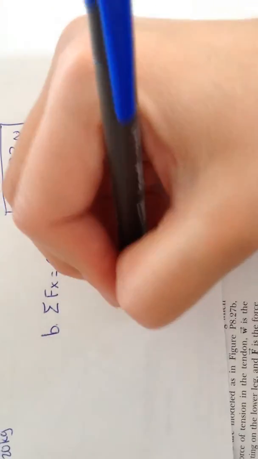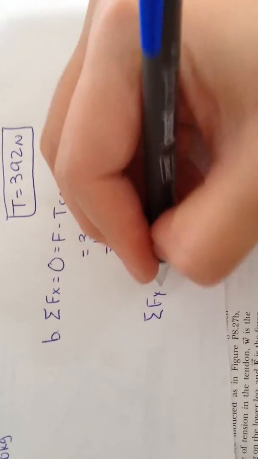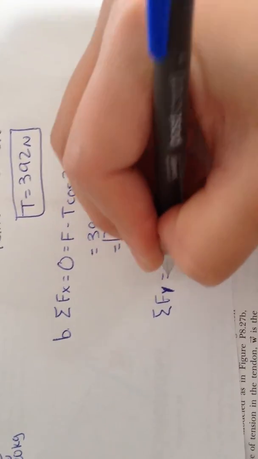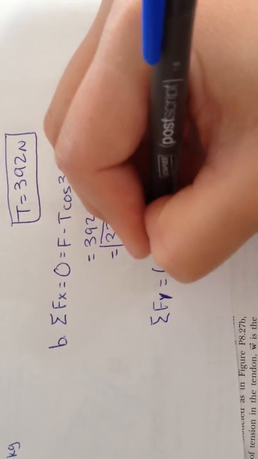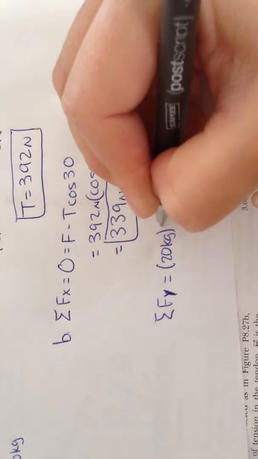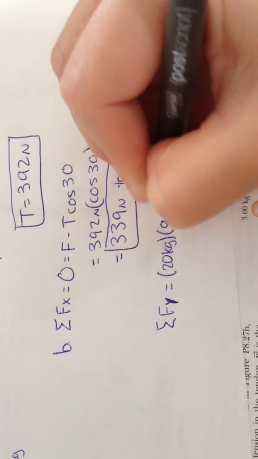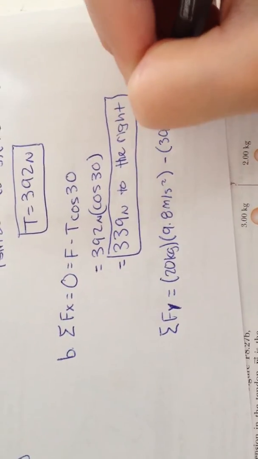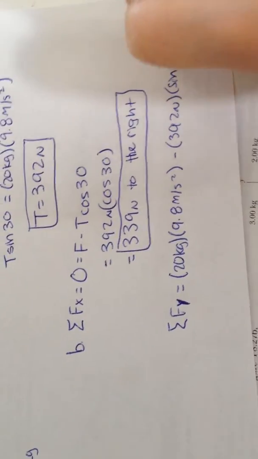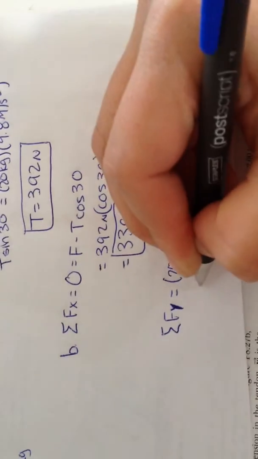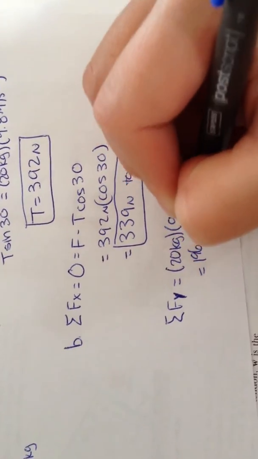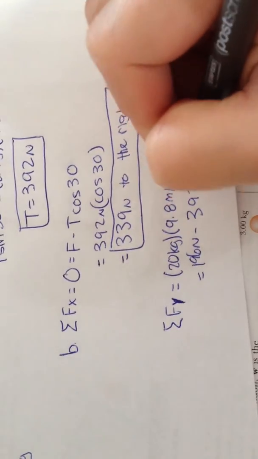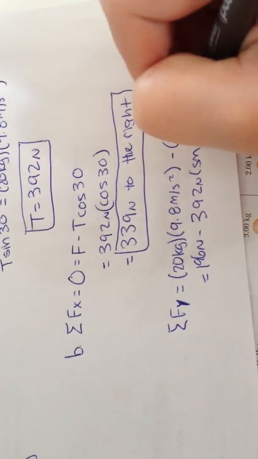And then in your y direction, you have the weight of the light bulb times sine of 30. So then you get 196 newtons minus 392 newtons times sine 30, and so the final answer is 0 in your y direction.